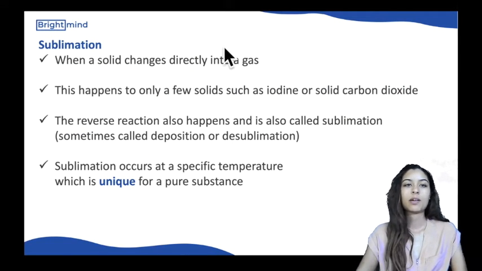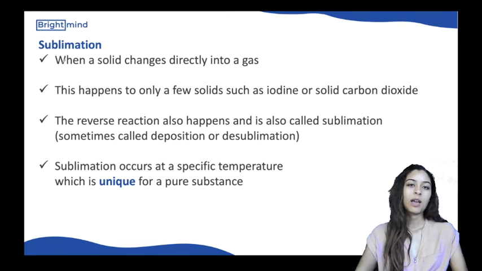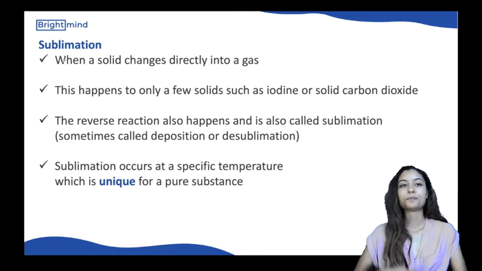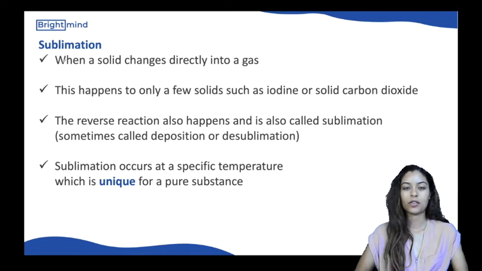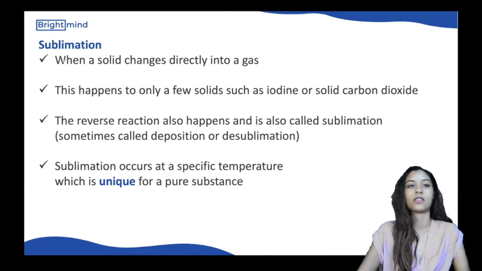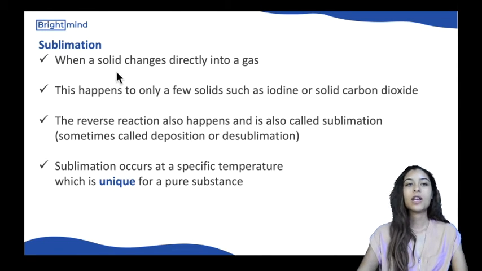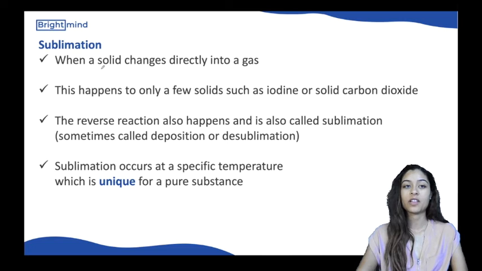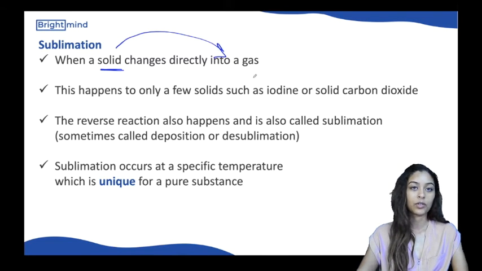Okay, so what about sublimation? So sometimes we can have a state change which doesn't work in the order of gas, liquid, solid. Sometimes it skips one altogether. We can see this is the case because sublimation involves a state change from a solid directly into a gas.